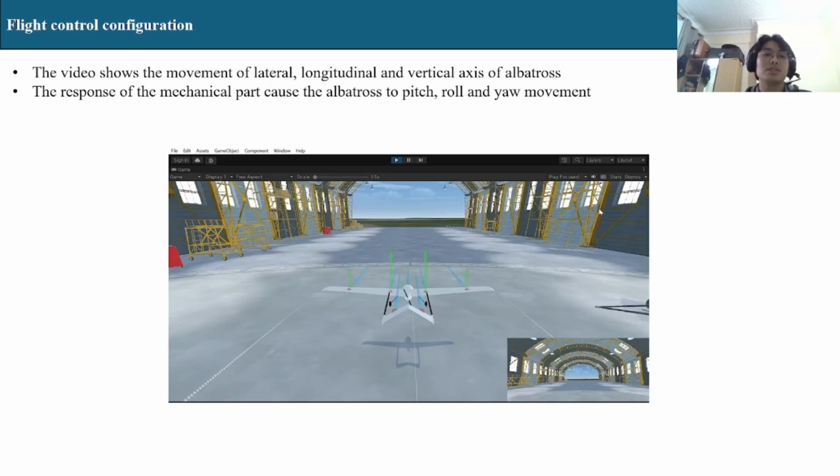And this slide just shows the flight control configuration, in which the movement of the lateral, longitudinal, and vertical axis of Albatros, and it is because of the mechanical part that causes the Albatros to pitch, roll, and yaw.